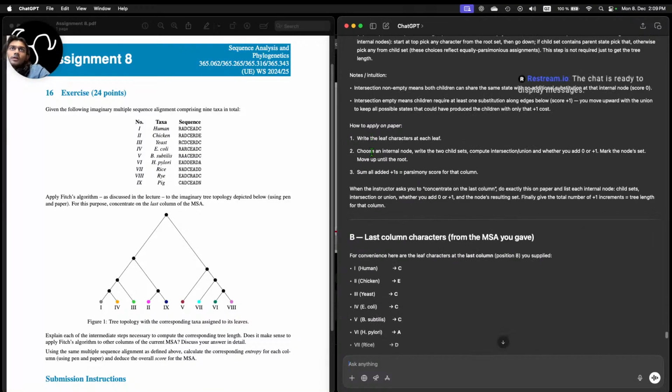How to apply it: write the leaf characters at each leaf. Choose an internal node. Write the two child sets. Compute the intersection or union, whether you add 0 or +1. Mark the node set. Move up until the root. Sum all the +1s; that is the parsimony score for that column. When the instructor asks you to concentrate on the last column, do exactly this on paper.